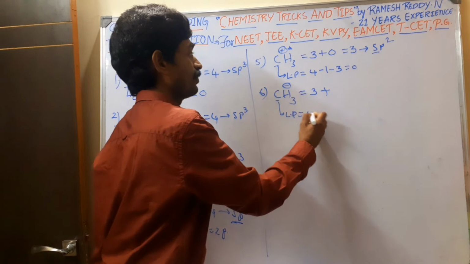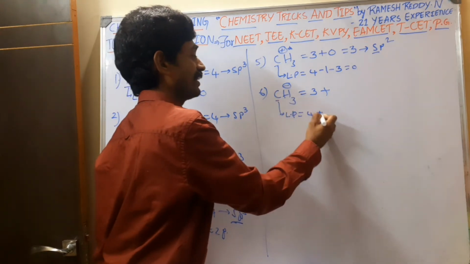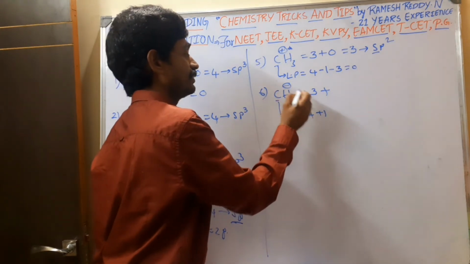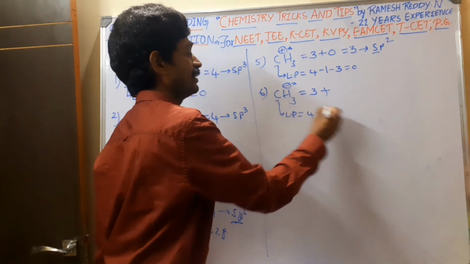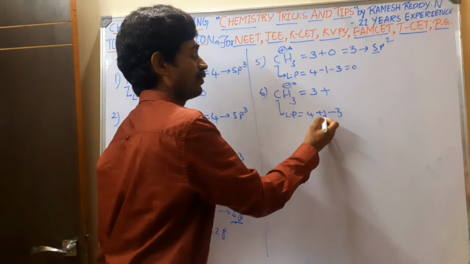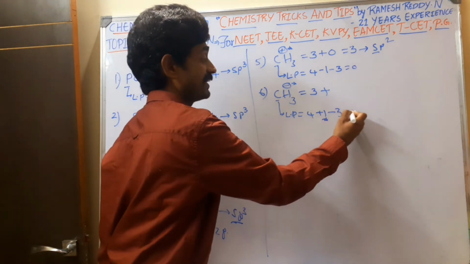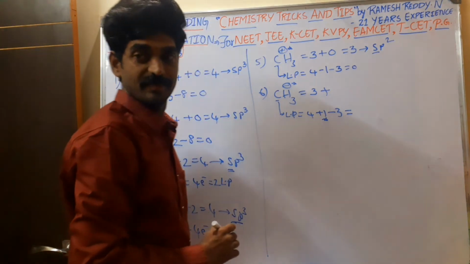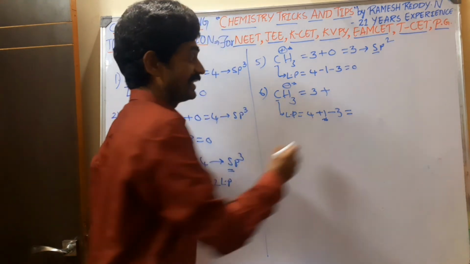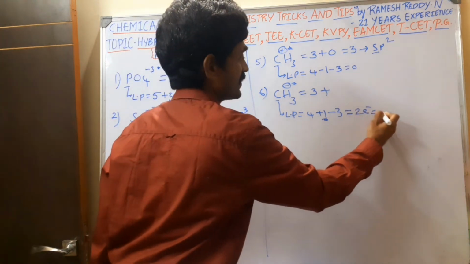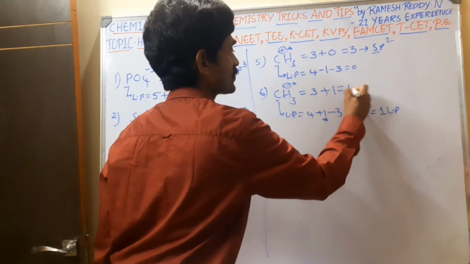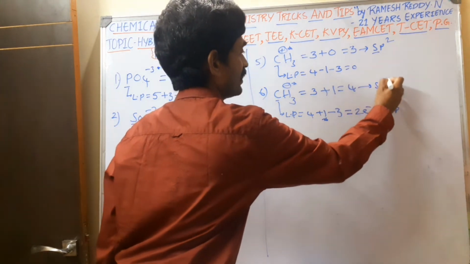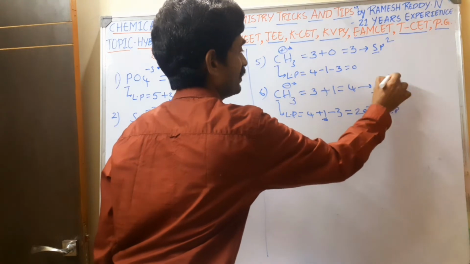Carbon has 4 valence electrons and it gains 1 electron, plus 1. And then how many bonded atoms? 3. So 4 plus 1, 5. 5 minus 3, 2 electrons. So 2 electrons means how many lone pairs? That is 1 lone pair, that you have to add. So 3 plus 1, 4. 4 means the carbon undergoes sp3 hybridization.